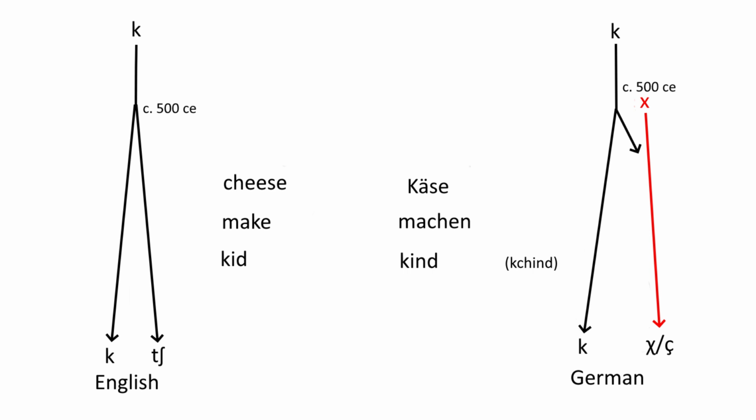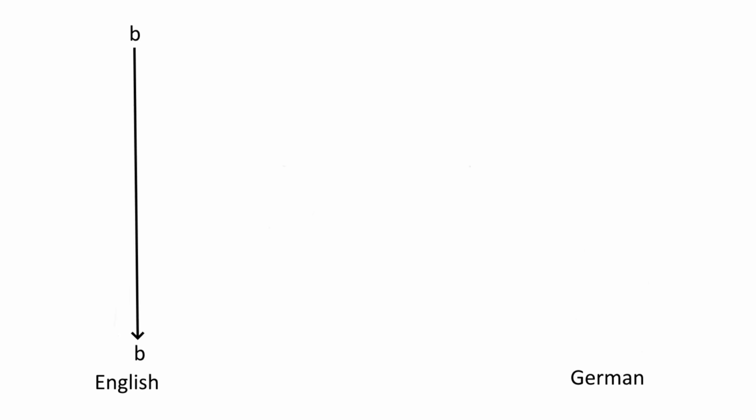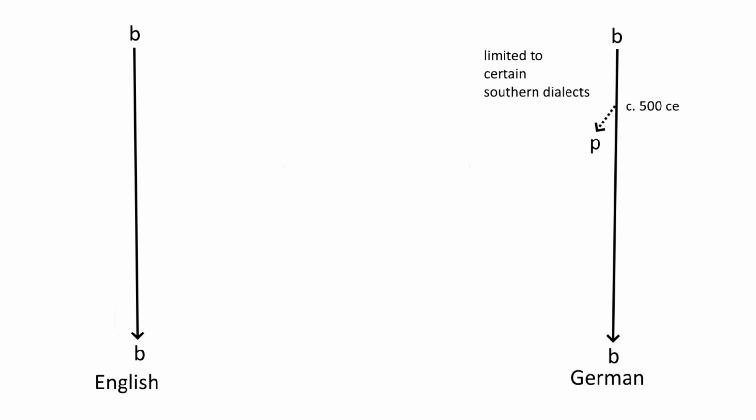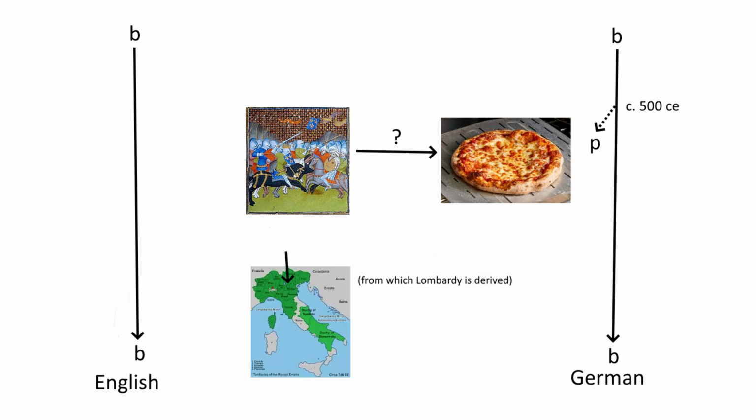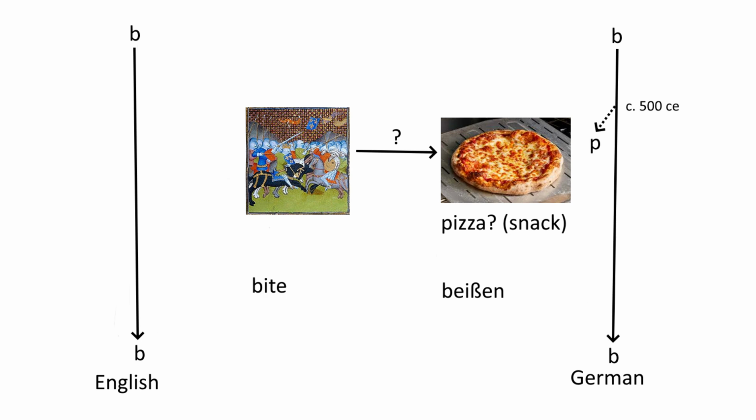On to b, both English and German largely went through the phoneme unchanged. The High German consonant shift did devoice b to p, which did make its way into some words in standard German, so compare rib and Rippe, but generally pretty much all b's stayed b's. While the origin of the word pizza is unknown, one hypothesis is that it is derived from the Lombards, a southern Germanic tribe that invaded Italy. The Lombards would have shifted b to p as they were from the south. The word would be cognate with English bite and German beißen, which can also mean snack.